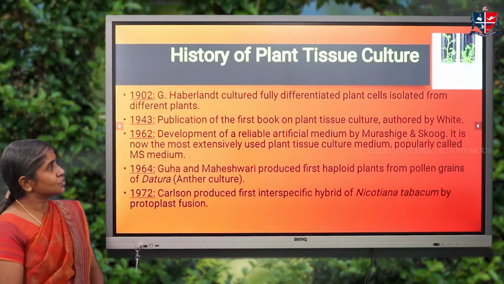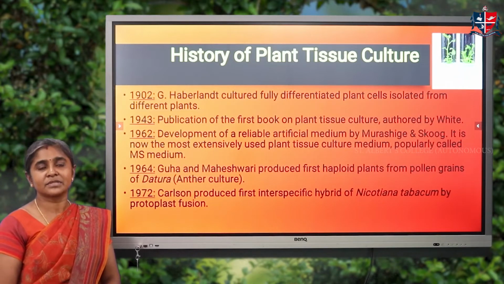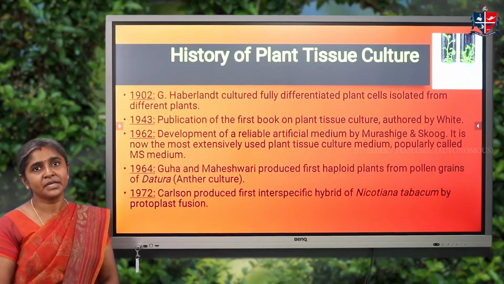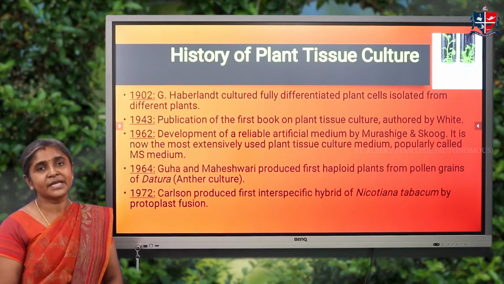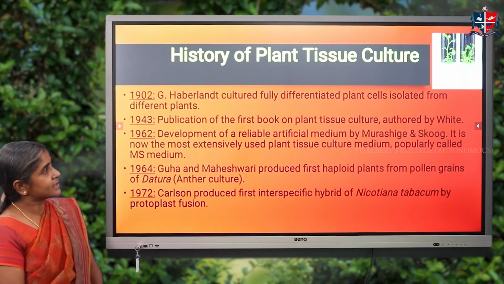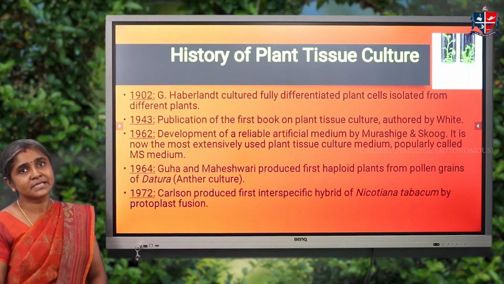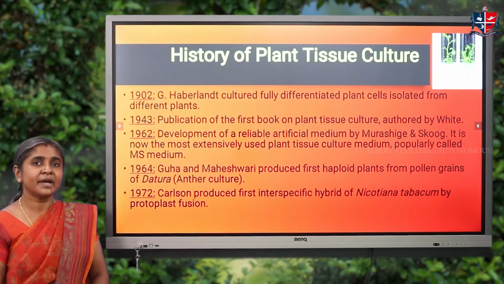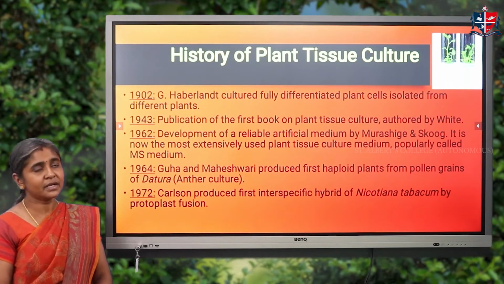In 1943, the first book on plant tissue culture was published, and it was authored by White. In 1962, which is a very remarkable year as far as plant tissue culture is concerned, the very famous and universally used MS medium, or more correctly, Murashige and Skoog medium, was formulated. Today MS medium is the most extensively used plant tissue culture medium. It is the most popular medium, and it usually gives very good results for most of the plants that are being cultured.